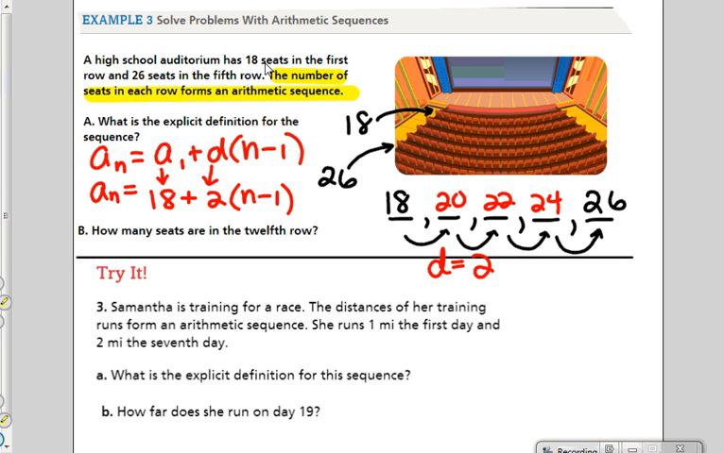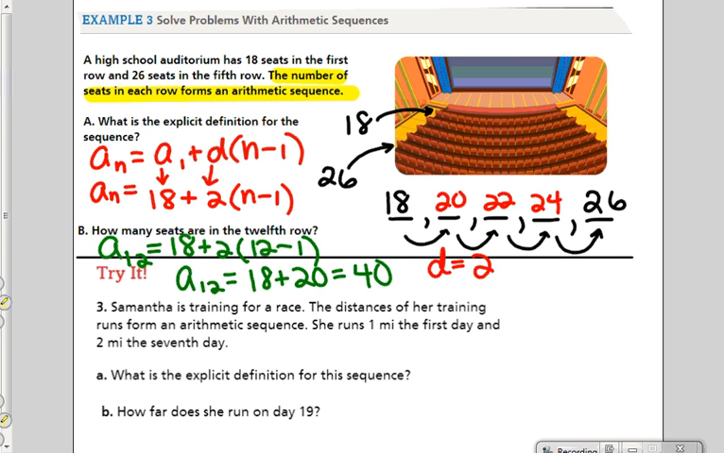Part B would be how many seats are in the 12th row, and for that, you're just going to plug in 12 for N and see what you get for A sub N. A sub 12 is what we're looking for. So we're going to do 18 plus 2 times 12 minus 1. Since 12 minus 1 is 11, and 11 times 2 is 22, 18 plus 22 is 40. So the 12th row in the auditorium would have 40 seats.